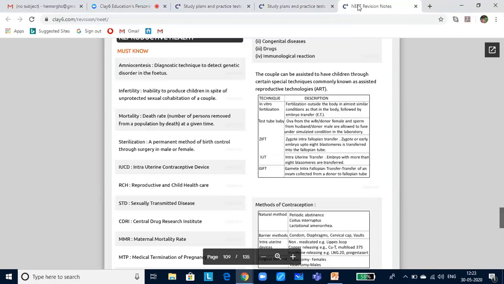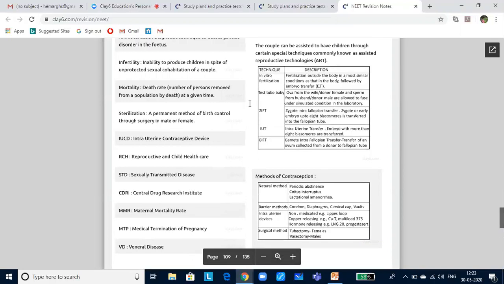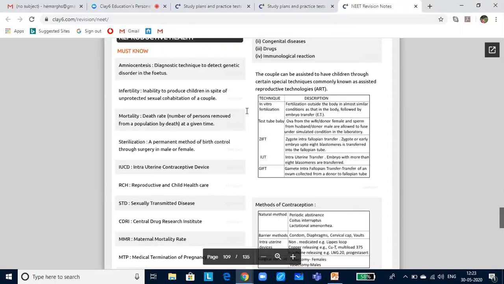Now this is reproductive health. Before we get in, these are some of the terms I want you to learn, because they will ask you either to identify the term, or give the definition and ask you to identify the term, or from the term they'll ask you to identify the definition.